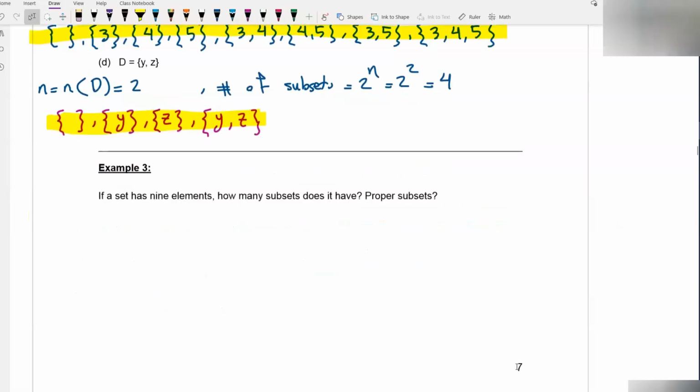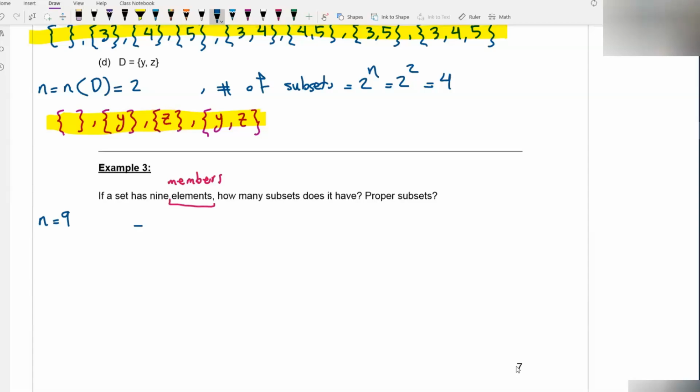Example number 3. What we have here is a set that has 9 elements, or members. So this is elements, or you can say members. How many subsets does it have, and how many proper subsets? The number of elements is equal to 9. Here it doesn't say what the set is called, A, B, or whatever. That's why I'm just writing, and it's 9.